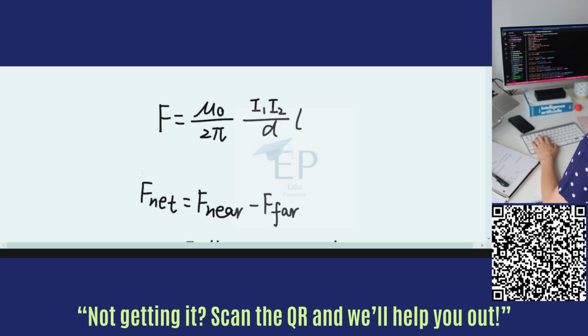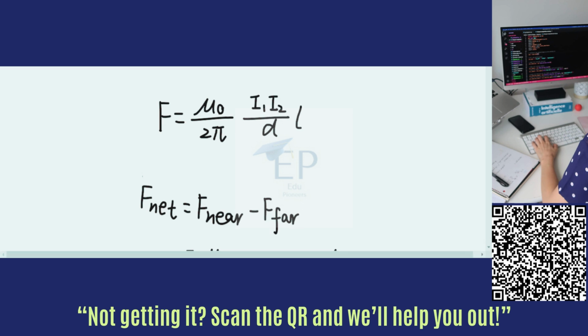Okay, so the question was asking us to determine the magnitude and the direction of the net force on the loop. Well, first, let's introduce an equation, which is F equal to mu 0 over 2 pi times I1 times I2 over D times L. Okay, so this is the equation for the force. And mu 0 here is the permeability of free space. I1 is the current in wire 1, I2 is the current flow in the second wire. Okay, and L is the length of wire 2, and D is the distance between the two parallel wires.